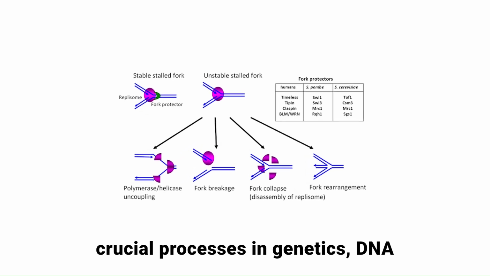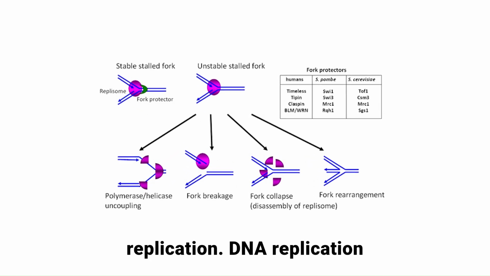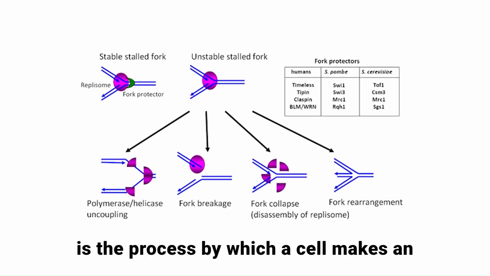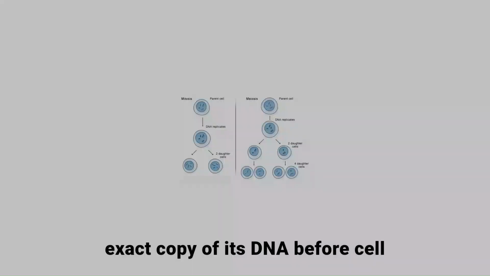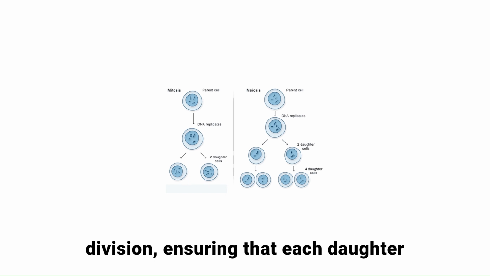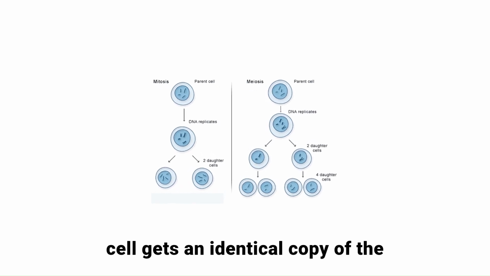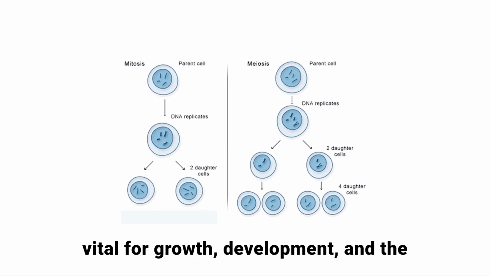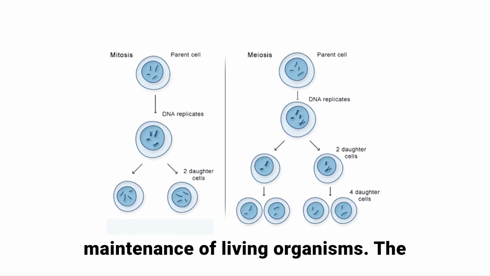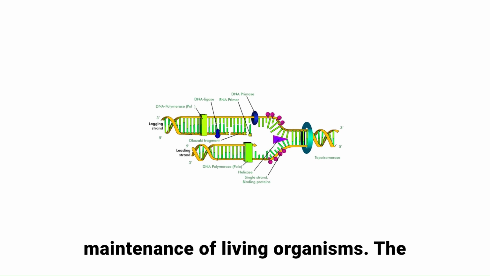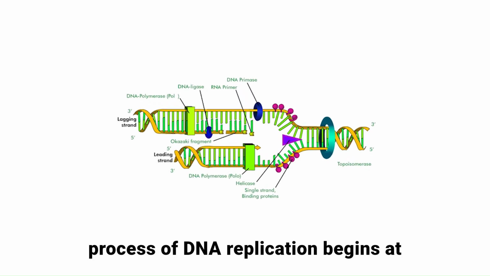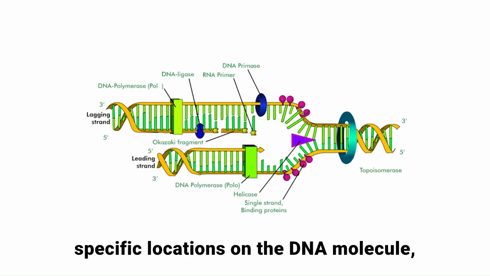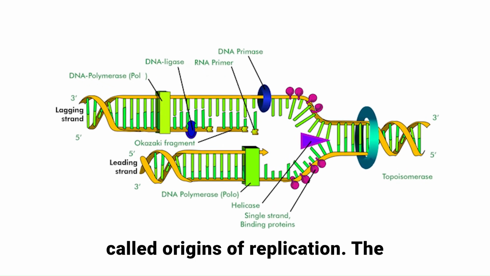in genetics, DNA replication. DNA replication is the process by which a cell makes an exact copy of its DNA before cell division, ensuring that each daughter cell gets an identical copy of the genetic material. This process is vital for growth, development, and the maintenance of living organisms. The process of DNA replication begins at specific locations on the DNA molecule, called origins of replication.